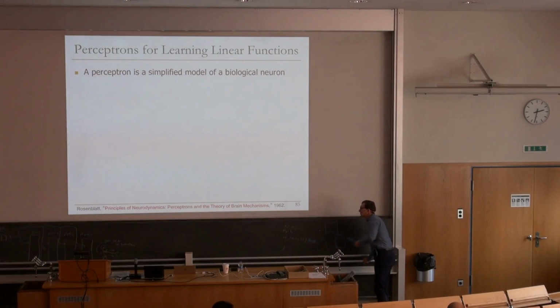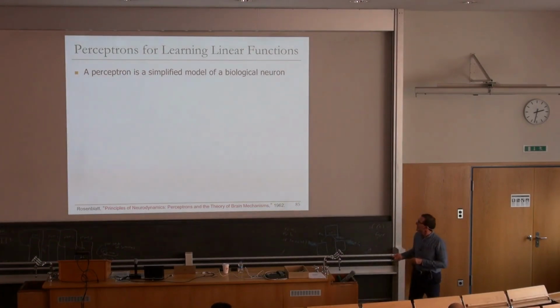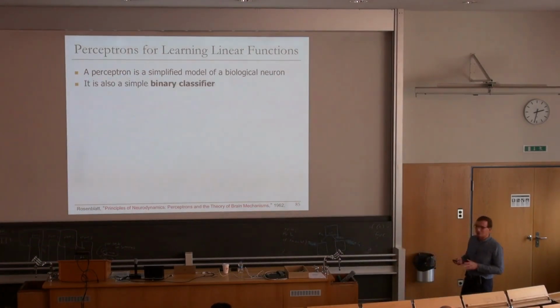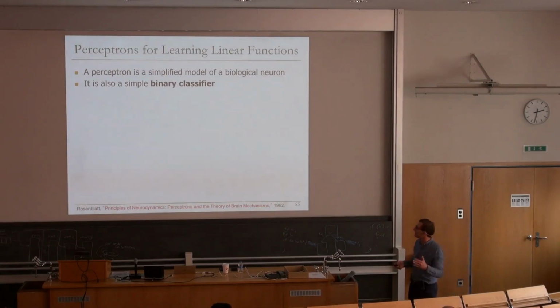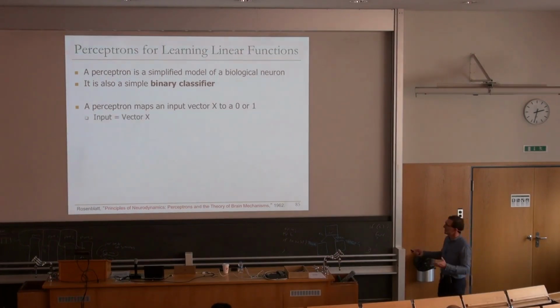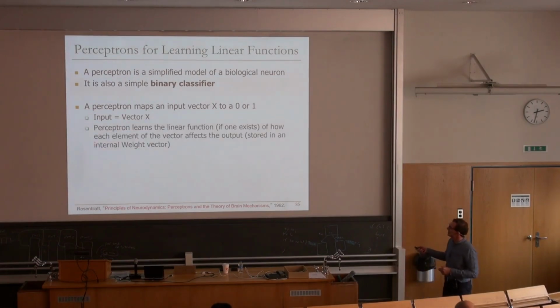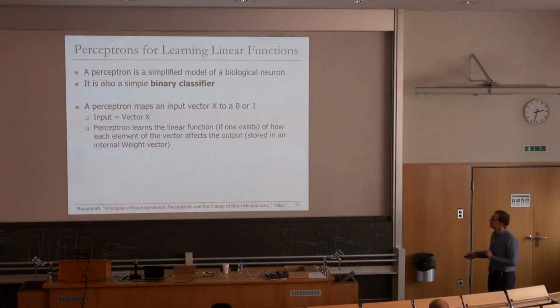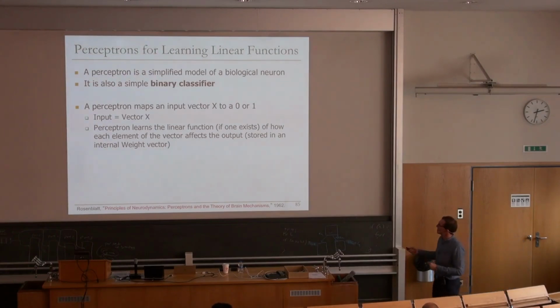But perceptron was actually introduced in the 1960s. And it's basically a simplified model of a biological neuron. It's also a simple binary classifier. What it does is it maps an input vector x to a 0 or a 1. Input is vector x. We're going to later apply it to branch prediction. And it learns a linear function, if one exists, of how each element of the vector affects the output. This is stored in an internal weight vector. So the weights are the correlations of how each of the elements of the vector affects the output. You have one weight for each element.